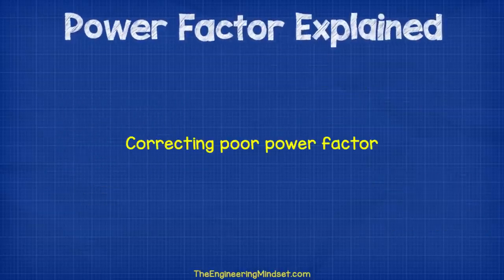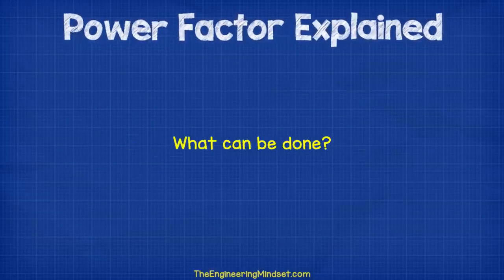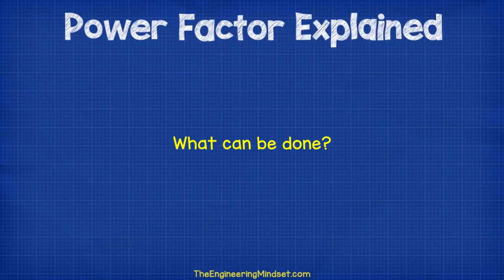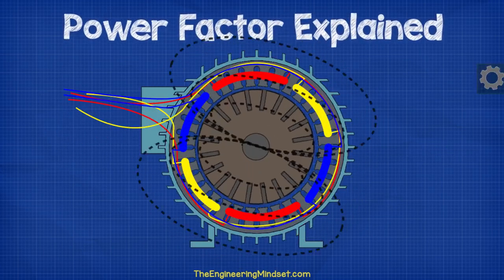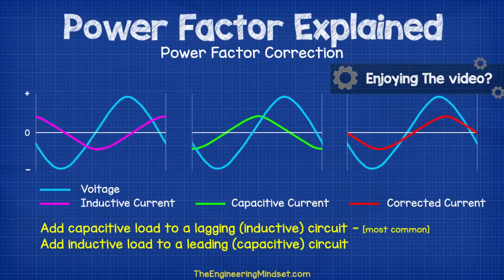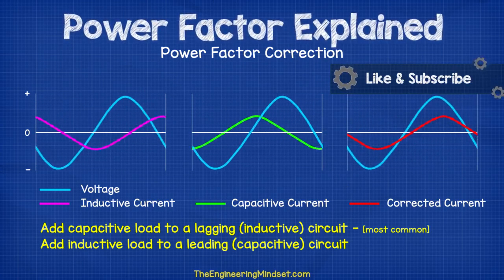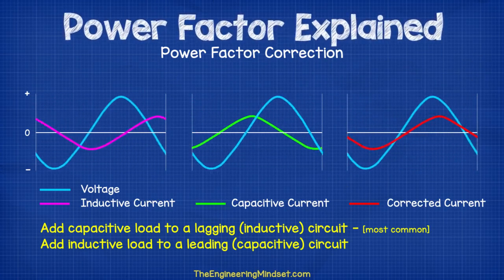Correcting poor power factor. What can we do to correct poor power factor and reactive power charges? In most cases, we come across lagging power factor caused by inductive loads. To correct poor power factor, we can add capacitors or inductors to the circuit, which will realign the current back into phase and bring the power factor closer to 1.